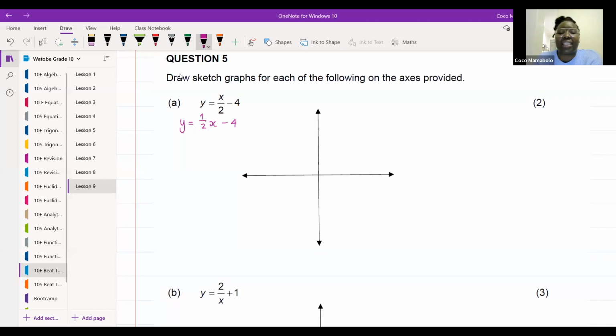So I'm going to give you guys a second to plot this graph or to draw the sketch of this graph. It is in fact a linear graph. Well done, Offense.